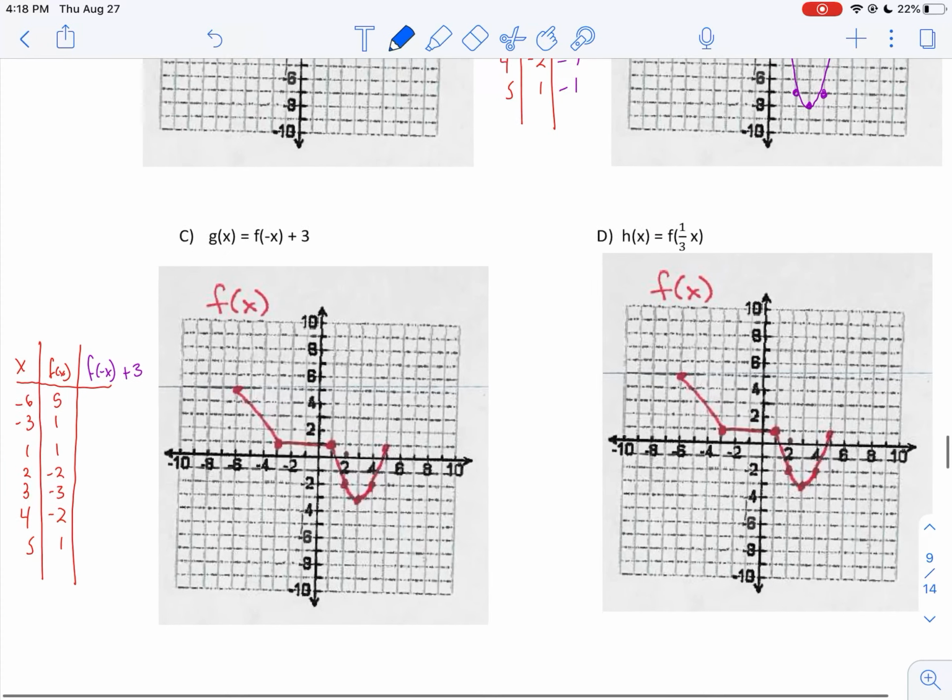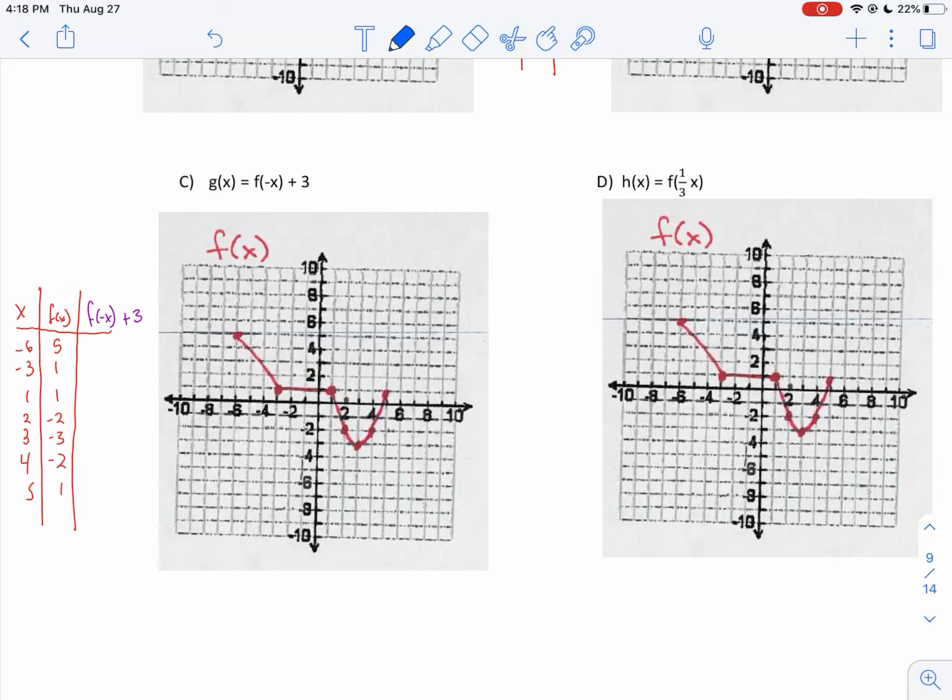All right, we can do the same thing here. This is going to reflect it horizontally and then shift it up 3. I think this might be easier to do without the table because the x values are changing as well.